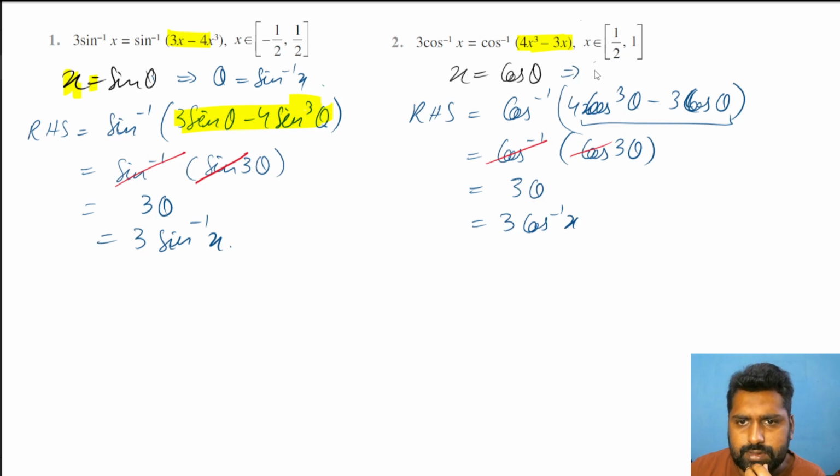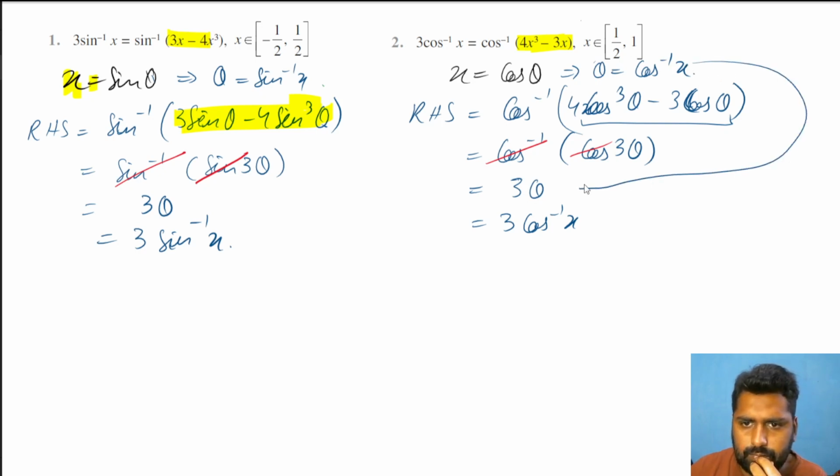How do we get cos inverse? If x is cos theta, we can write theta as cos inverse x. Put it here, put it here.